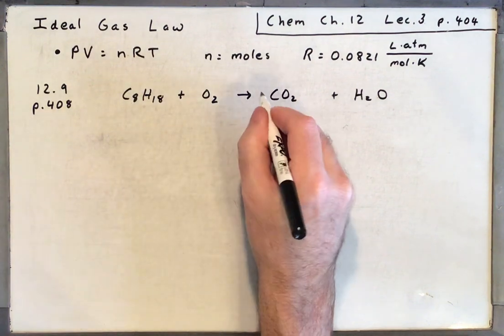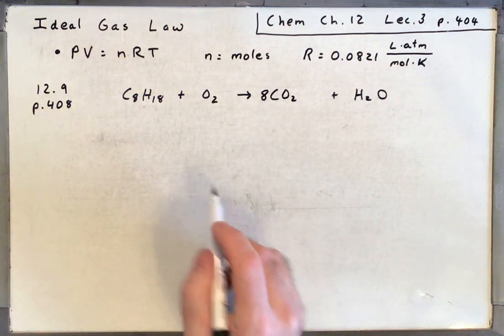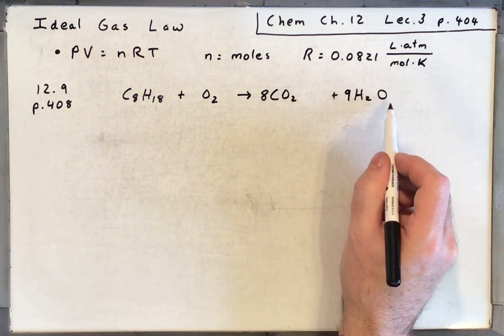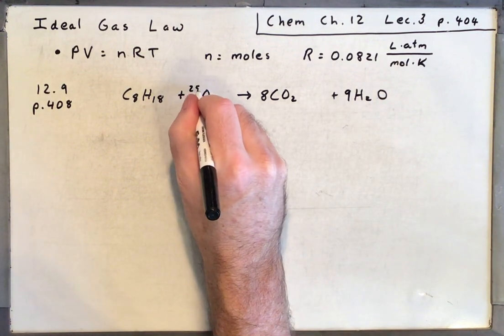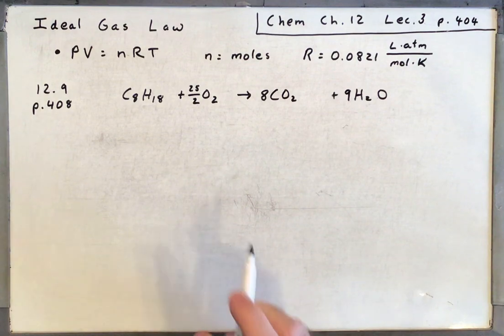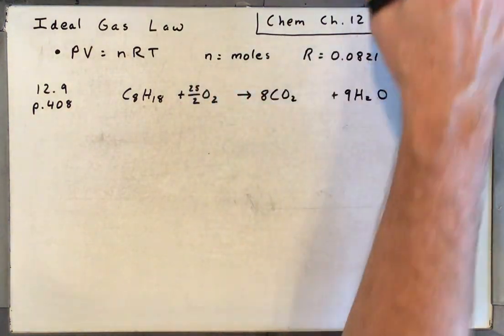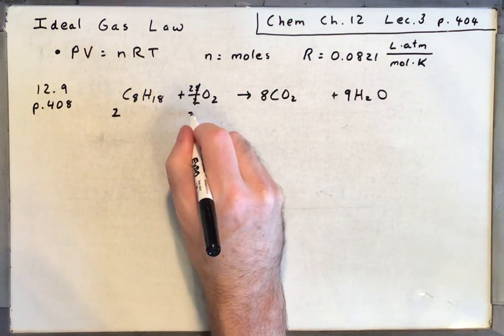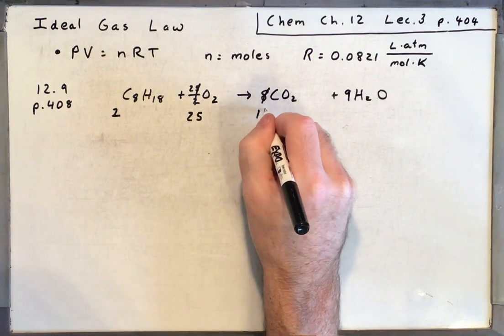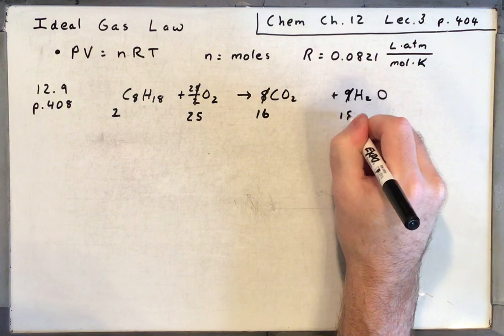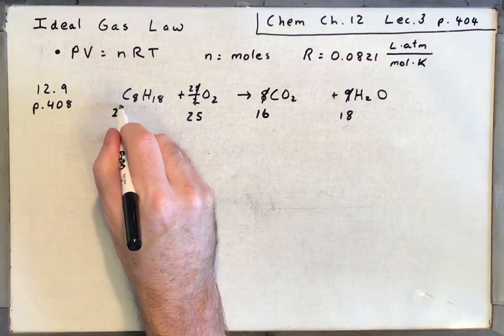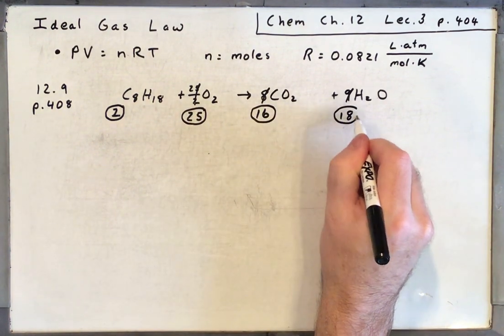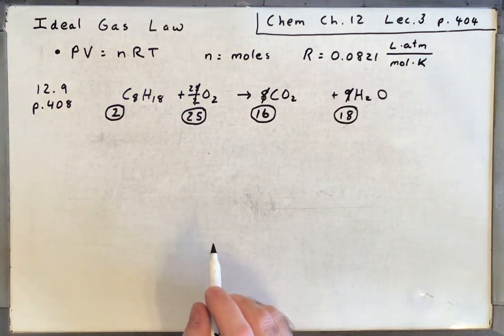So I've got 8 carbons here, so I'm going to put an 8 right there. 18 hydrogens, we've got 2 here, so let's put a 9. We've got 16 plus 9, 25 oxygens, so we're going to put a 25 halves in front. And now we'll multiply everything through by 2. Okay, so I'll just go ahead and put a 2 there. 25, 16, and 18. All right, so I'm going to circle those just to make sure I don't accidentally use these coefficients. Okay, we have that.